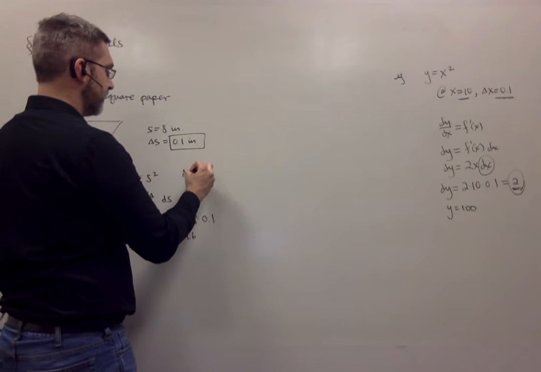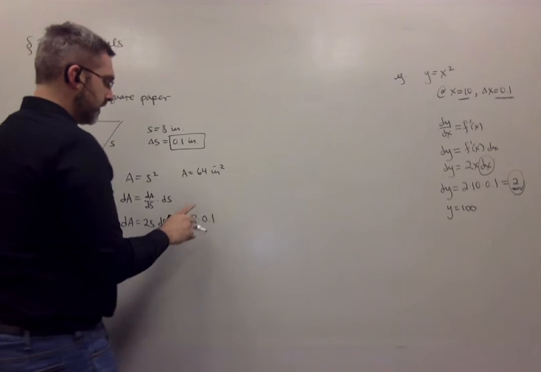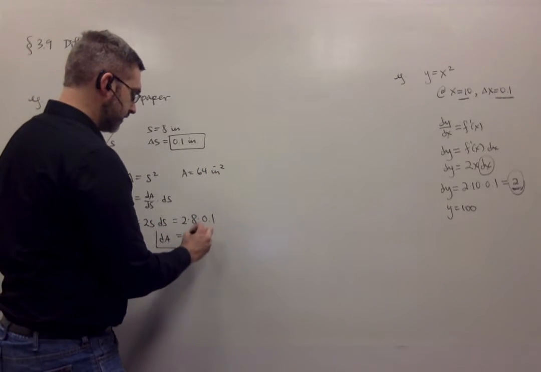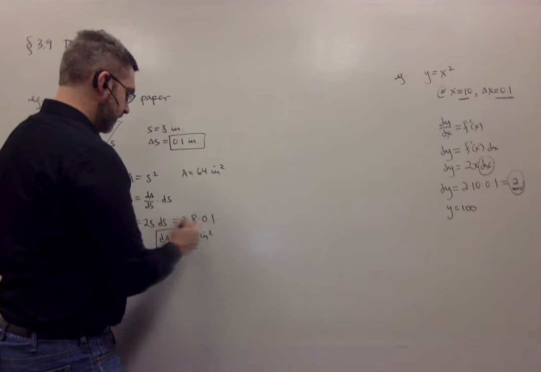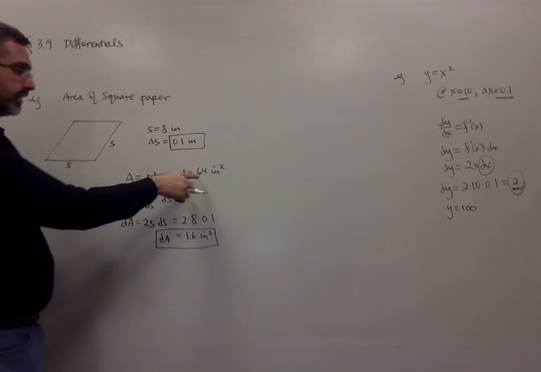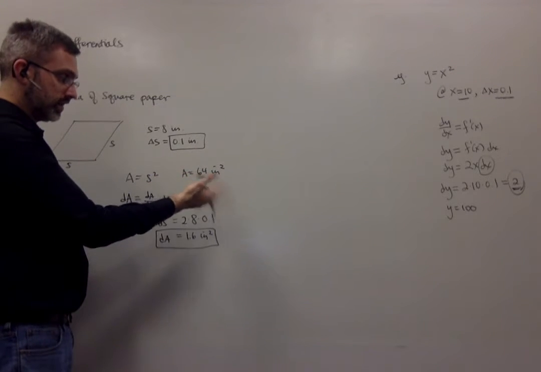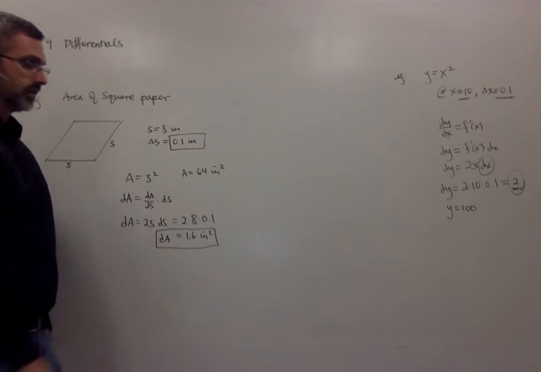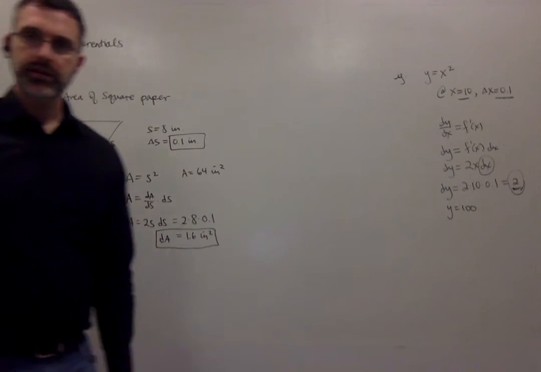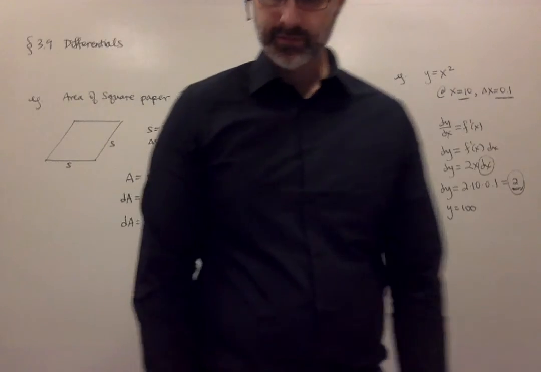If I calculated it using 8, I'd get 64 inches squared. But I'm potentially off, my error in my area is off by at most 1.6 inches squared. So it could actually be 66 inches squared, it could actually be 62 inches squared based on this difference in my side. Does that make sense?